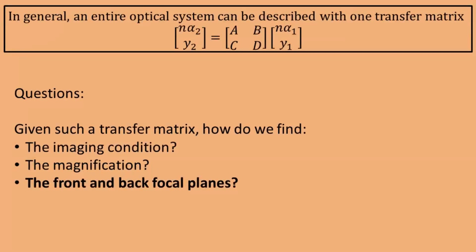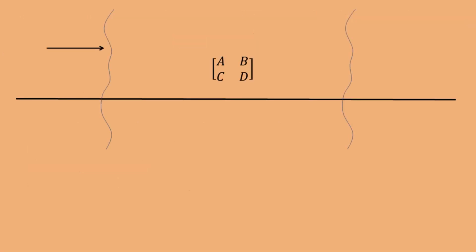Our final question was, how do we find the locations of the front focal plane and back focal plane? To find the back focal plane, we must consider an incident ray of light that is parallel to the optical axis and see where it intersects the optical axis after the imaging system. An incident ray of light that is parallel to the optical axis is described by taking alpha1 equal to 0. The intersection with the optical axis after the optical system is described by taking y2 equal to 0.